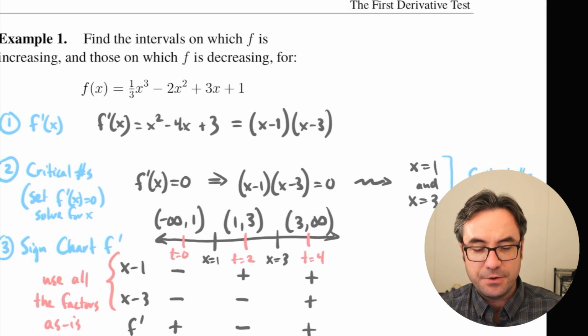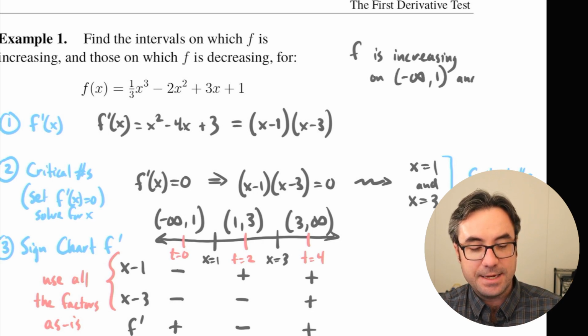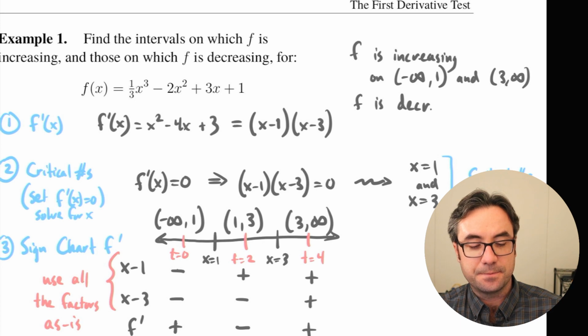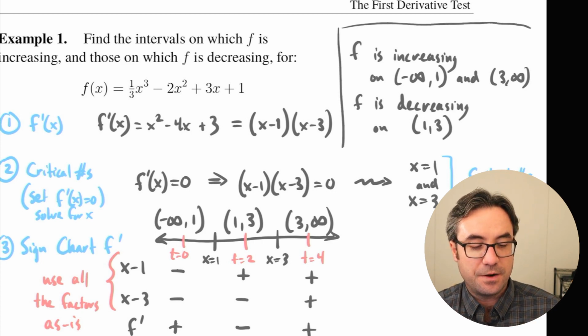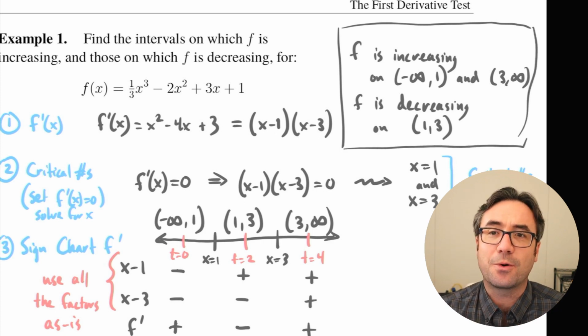And so what we found is that f is increasing on the interval from negative infinity to 1 and on the interval from 3 to infinity. And then we also found that f is decreasing on that middle interval from 1 to 3. So this is our answer here. Usually it's a good idea to try to summarize that up as well.